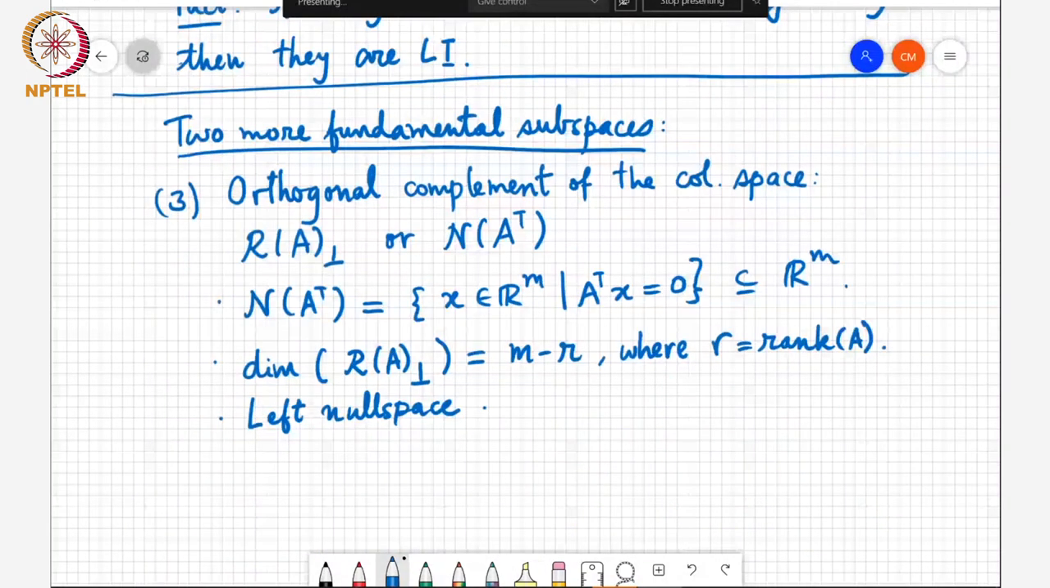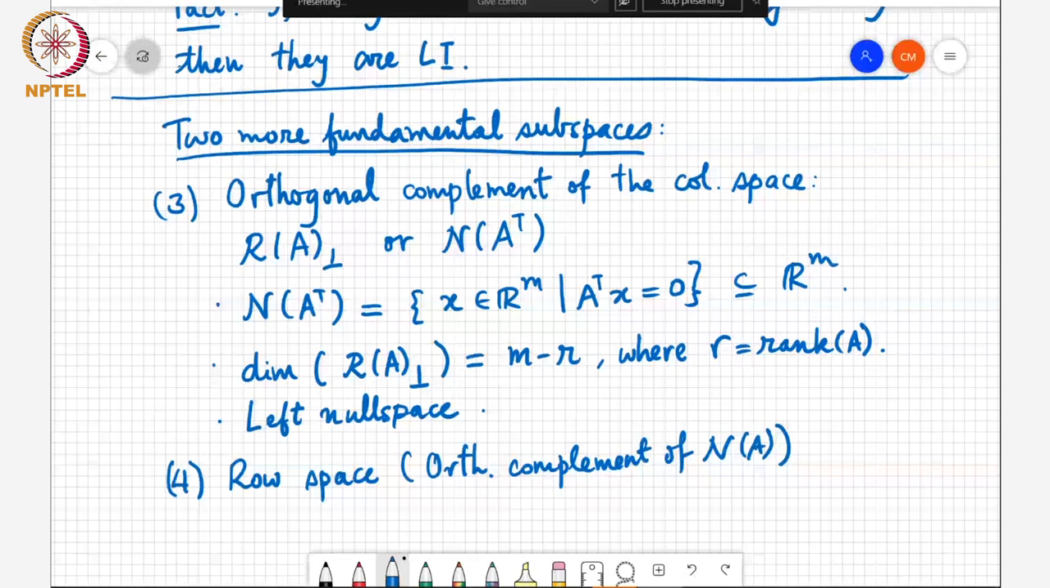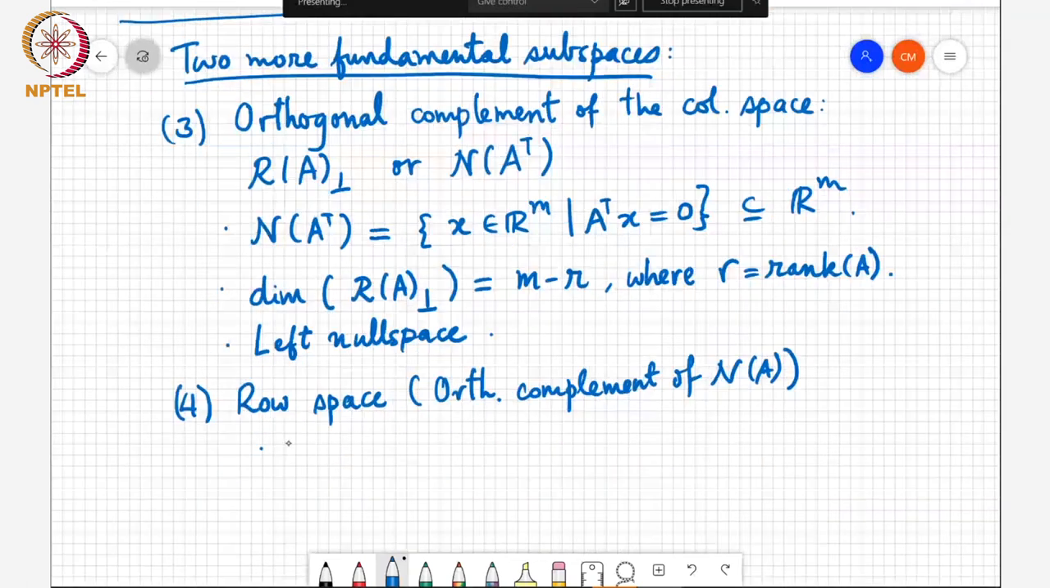Okay, and this is the orthogonal complement of the null space of A. So the row space, denoted by R of A transpose, is the set of all Y in R to the N such that Y equals A transpose X for some X belonging to R to the M. And yes, this is sitting in R to the N.